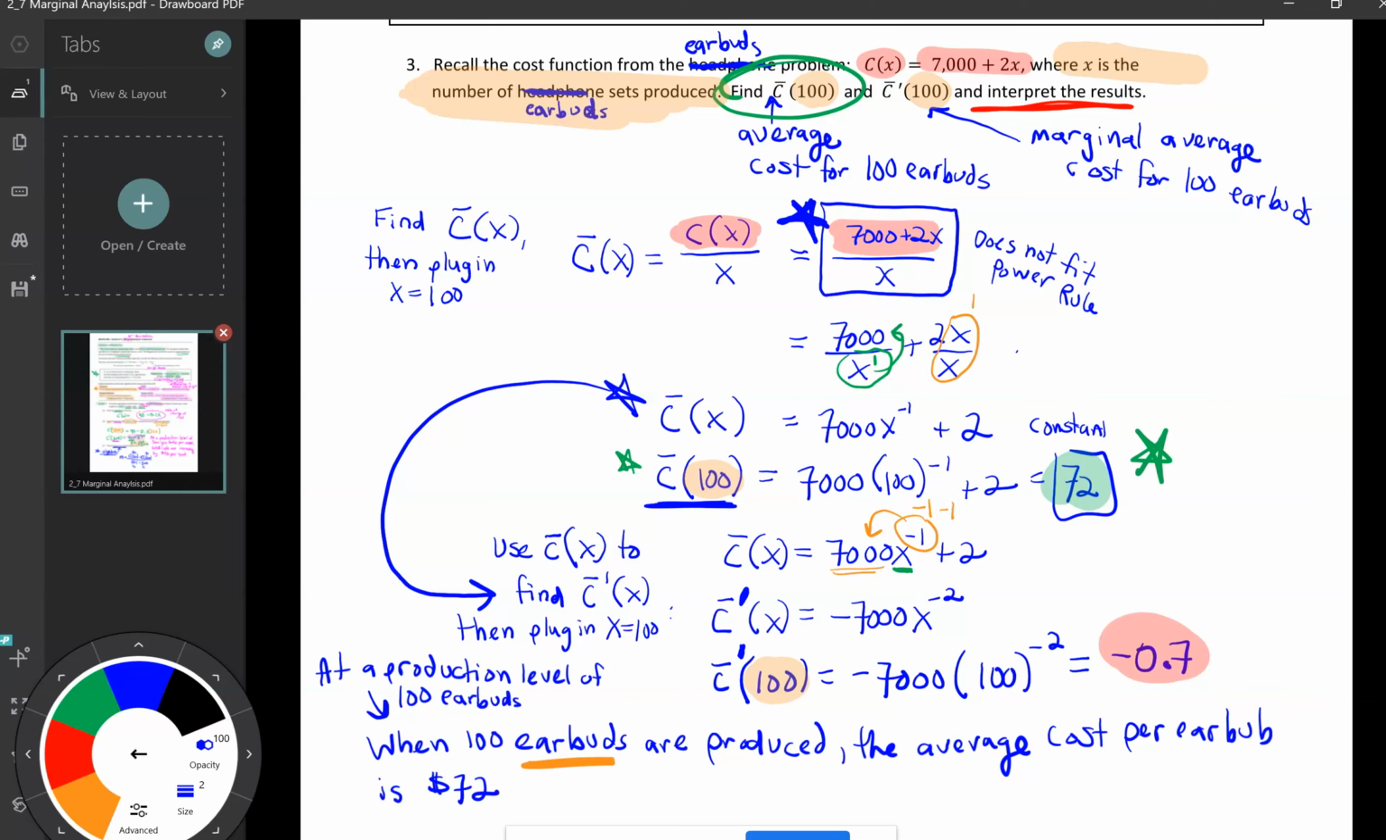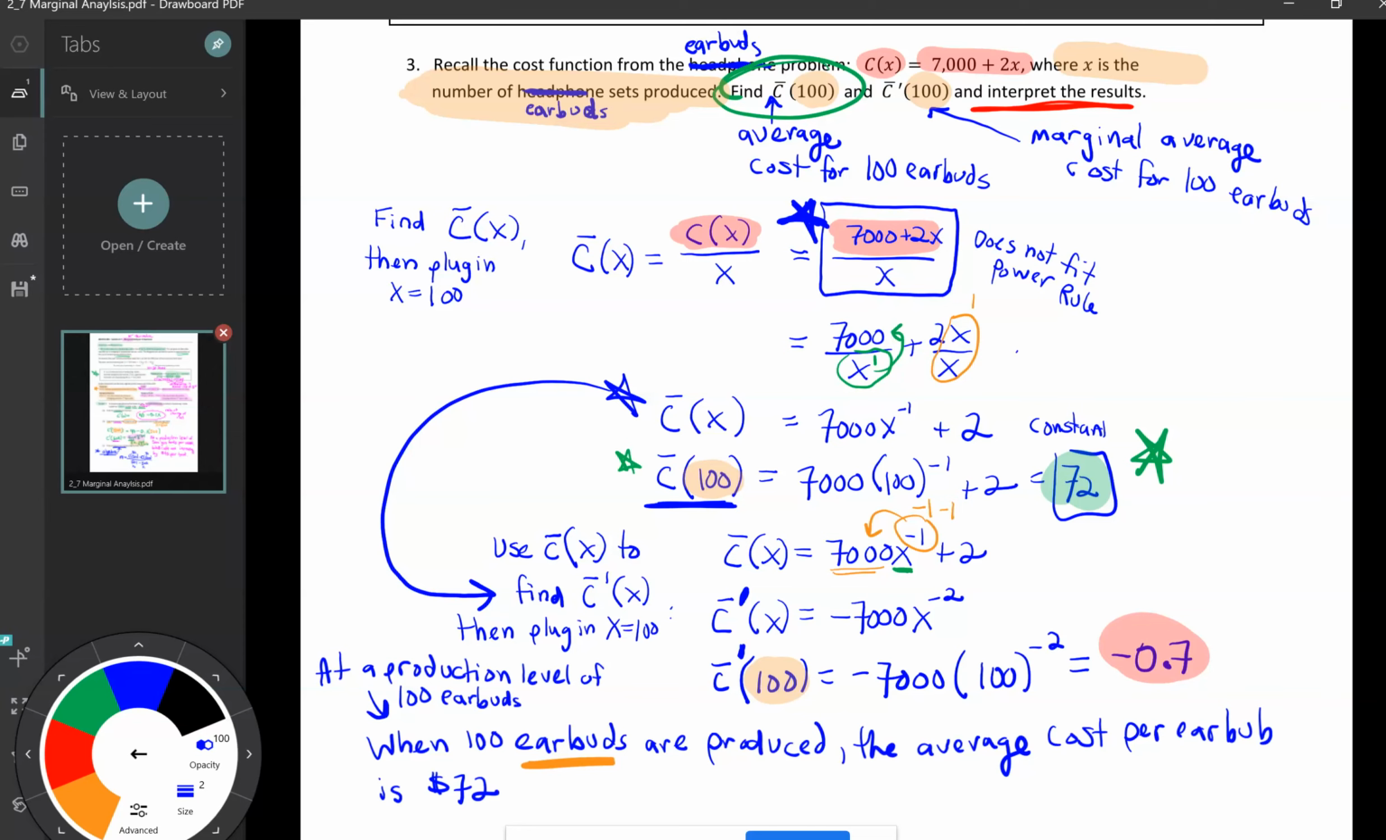Damn, that's an expensive earbud. Sorry. Sometimes the numbers are weird because MyMathLab just generates random numbers in the problems. Yeah, if your costs are $72 per set of earbuds, you've got to really mark that up.